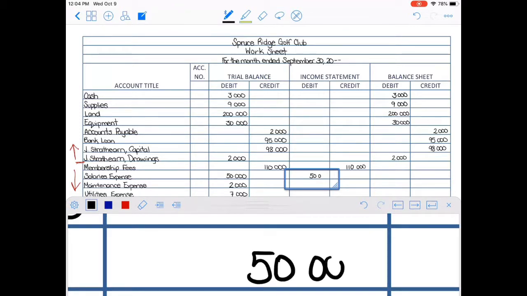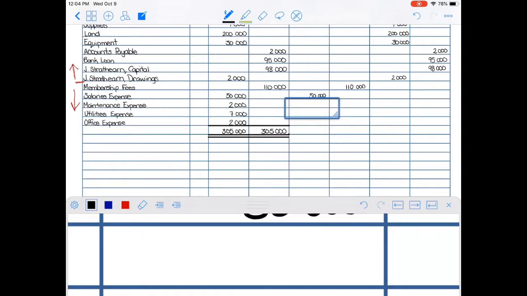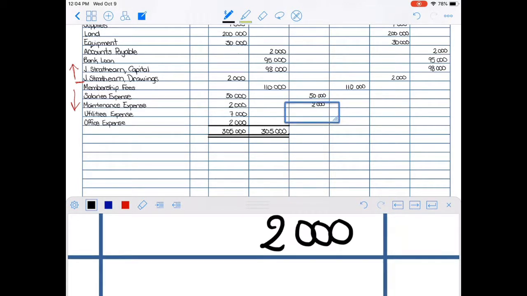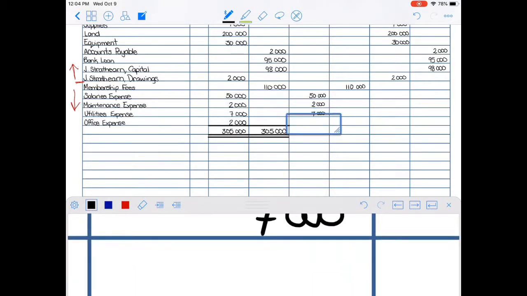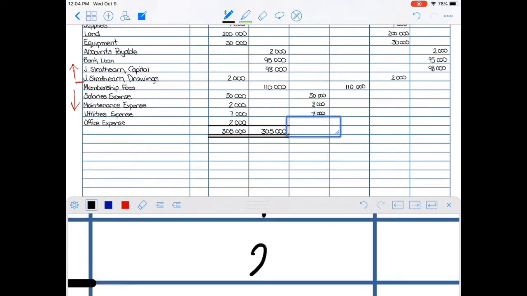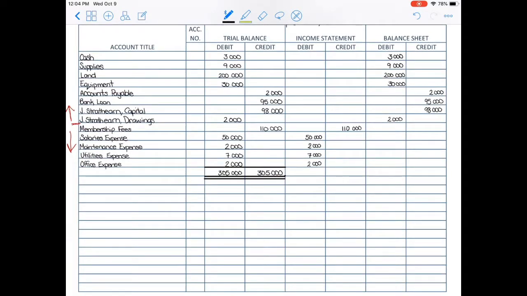Our salaries expense was a $50,000 debit. Our maintenance expense is a $2,000 debit, $7,000 for utilities expense, and $2,000 for our office expense. So now that I've copied all the numbers over, my next step is to draw a single underline, and I'm going to add up each one of those 4 columns independently.